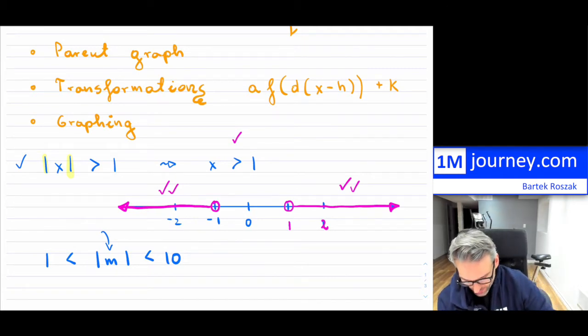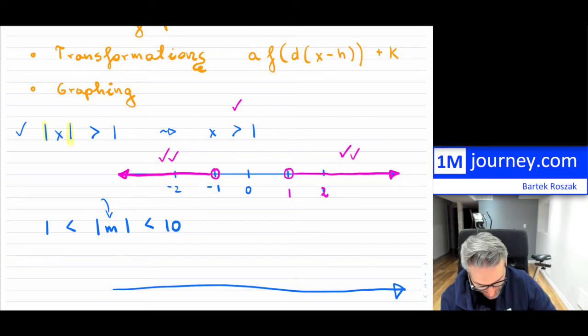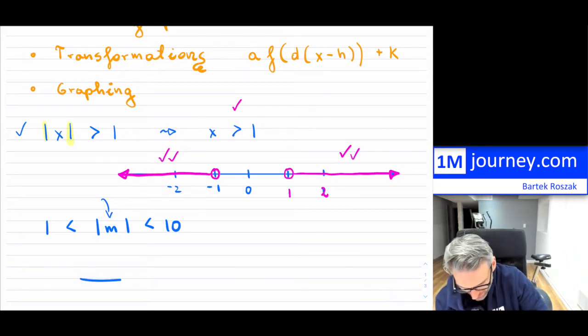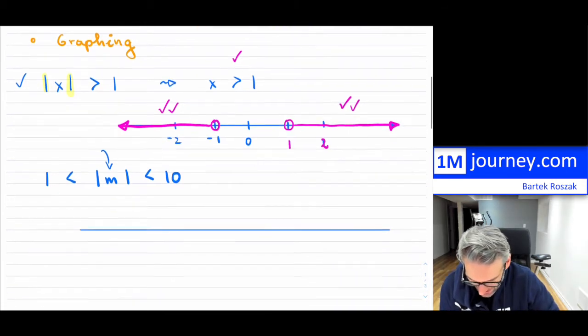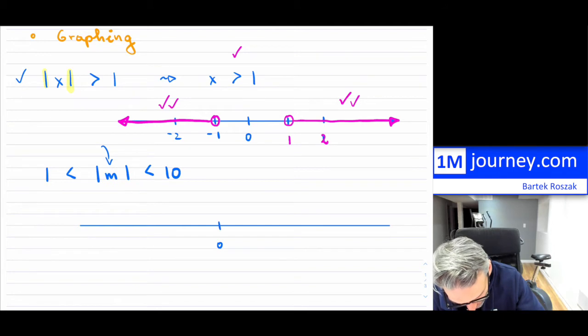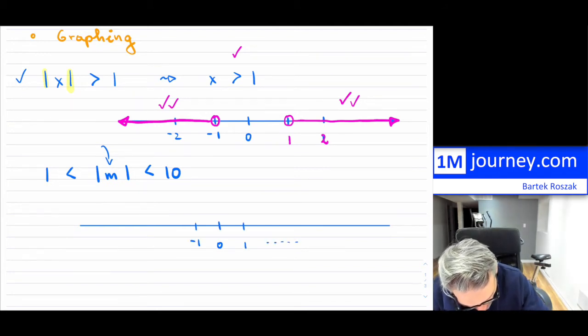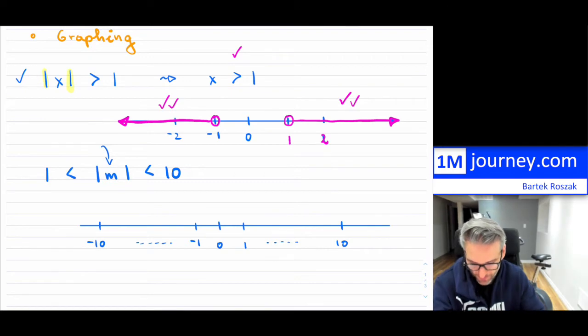Okay, so now if we wanted to replicate and see how this works, let me make this a little bit nicer. So if I draw this line, let's say this is 0, this is going to be 1, this is going to be -1. Now, it's going to continue on, and I'm going to put here 10, and this continues on, and it's going to get stuck here at -10.